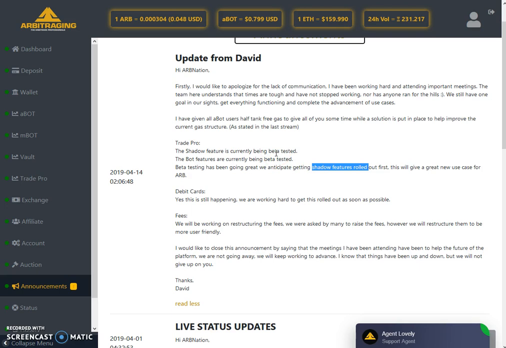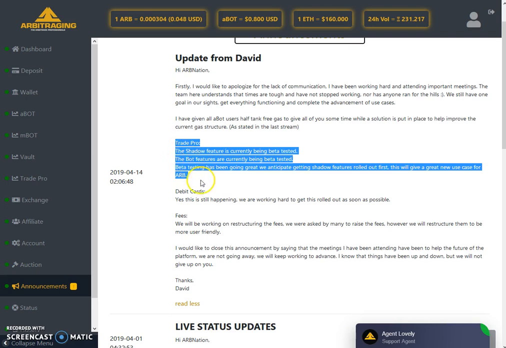Okay. So the beta testing is already done. They will launch shadow trading anytime soon. And the number one thing you need to see is that this will give a great new use case for ARB. So there will be a very important role for the ARB coin in that. It is a hint for everyone who is interested in using the shadow trading feature: they should accumulate more and more ARBs from this cheap price zone, because ARBs will be used in that. Okay. So this was very important news and a point he shared.